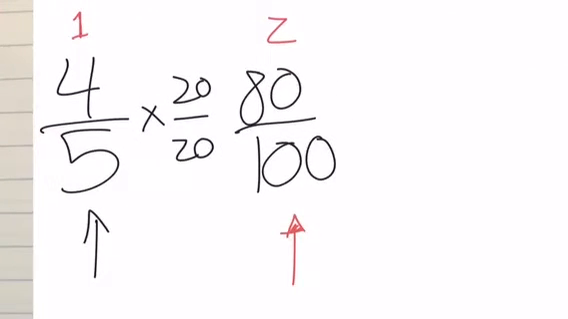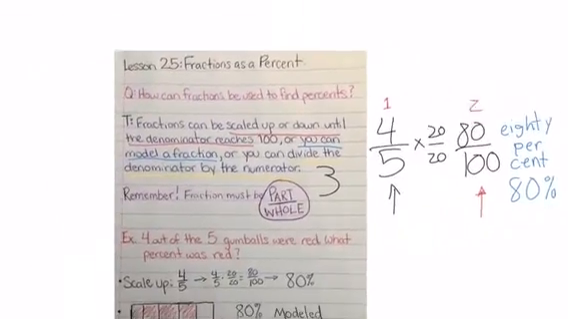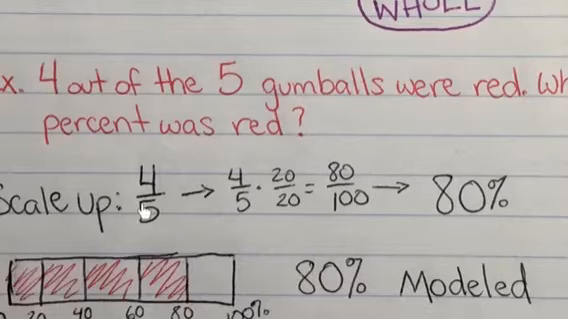A couple ways to think of this. We can say 80 over 100. We can say 80 hundredths. Or if you remember from yesterday's lesson, we can say 80, and we know our fraction bar can mean per, and 100 is also known as cent. So 80%. And there we go. Same thing we did here. We took 4/5, scaled it up to 80 over 100, 80%.